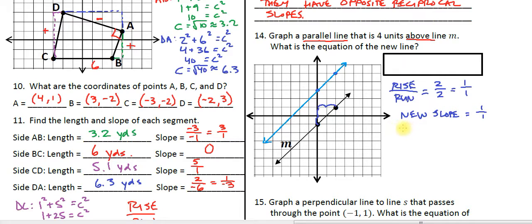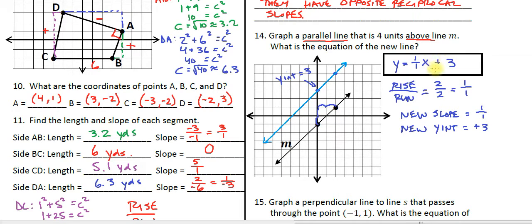And all we now have to do is find our new y-intercept, because all we need is slope and y-intercept, and we can write a slope-intercept equation. Well, here's our y-intercept right here. Our new y-intercept is 1, 2, 3. It's positive 3. So our new y-intercept here is positive 3. And let's go ahead and write our equation. y equals, our slope is 1 over 1, just like the slope of our existing line. Then we put our x value here, and then our y-intercept is positive 3.